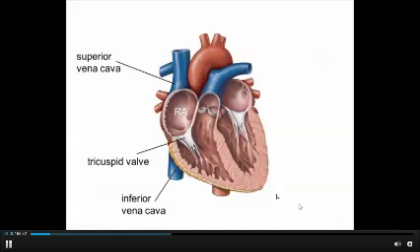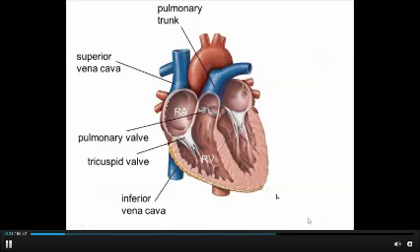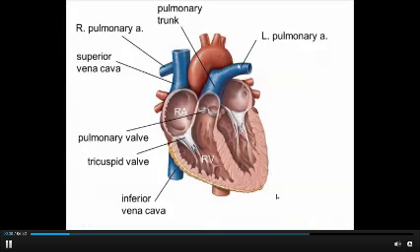From the right atrium, through the tricuspid valve, blood travels into the right ventricle. This whole thing is the right ventricle. From there, through the pulmonary valve, it travels into the pulmonary trunk, which bifurcates into left pulmonary and right pulmonary arteries. The right pulmonary artery is hidden behind the aorta and superior vena cava, but here you can see its segment.